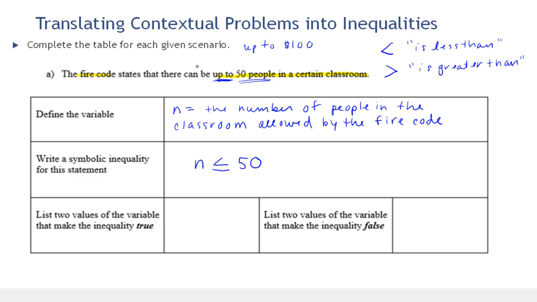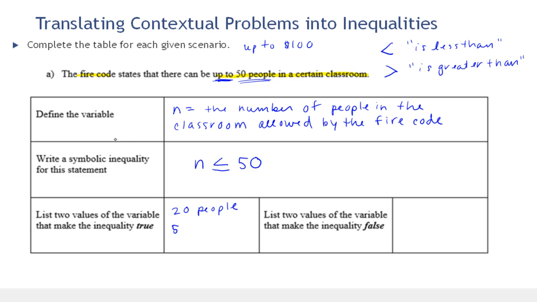Now, inequalities in general are true for an infinite amount of numbers and false for an infinite amount of numbers. So they're conditional statements. So we're going to list two values of the variable that make the inequality true and two values that make the inequality false. So two values for n that are less than or equal to 50. I'm going to say, well, 20. So if there's 20 people in the classroom, that would meet the fire requirement code.